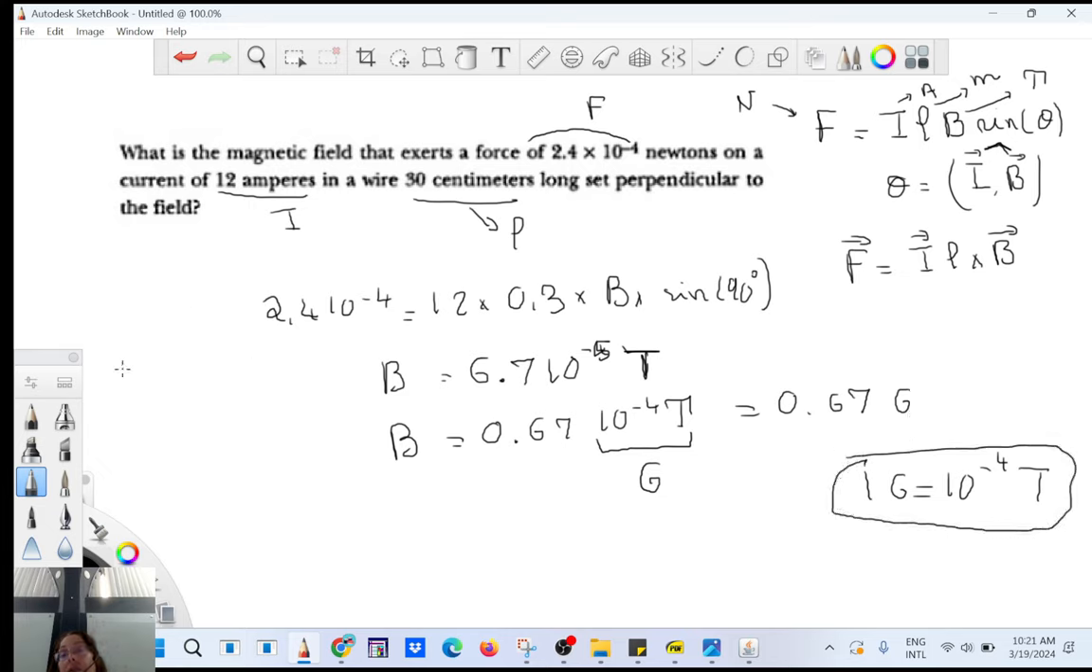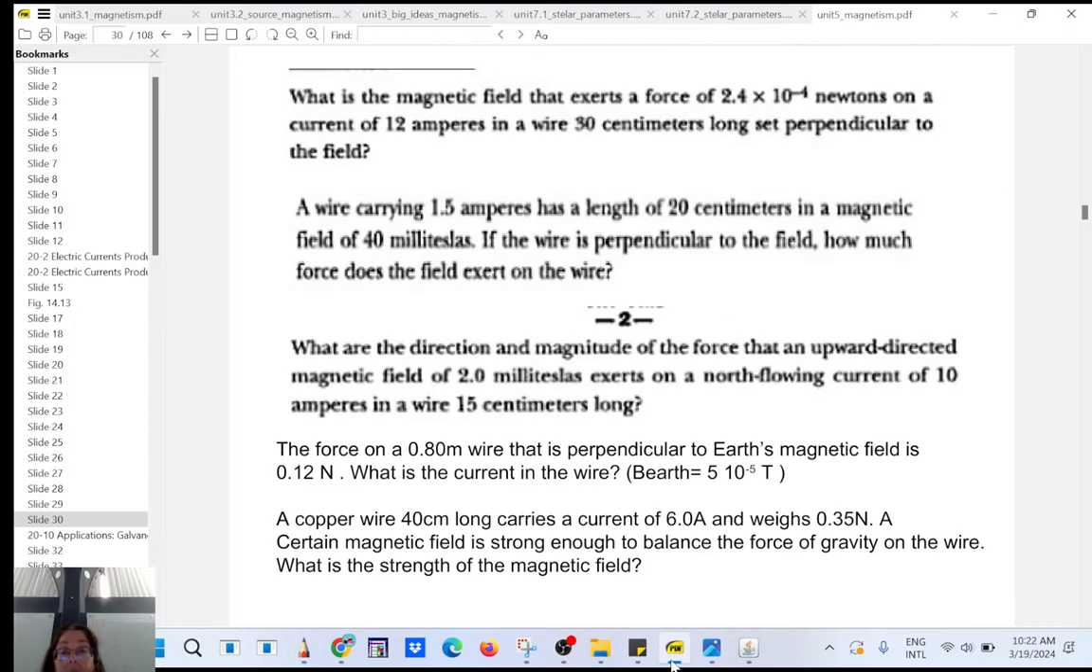Now the magnetic field of the Earth, someone asked the question, is very weak. So if you have a magnet next to it, it's the magnet that wins. The magnetic field of the Earth is 0.5 Gauss. Because it says perpendicular to the field. Good question. Perpendicular, okay? So that's why it's 90 degrees.